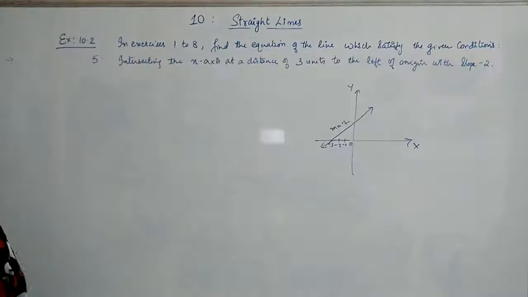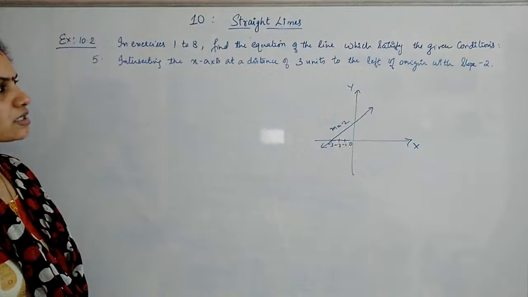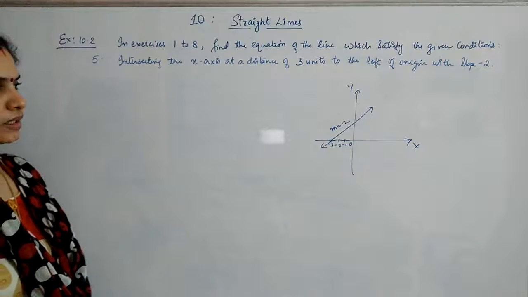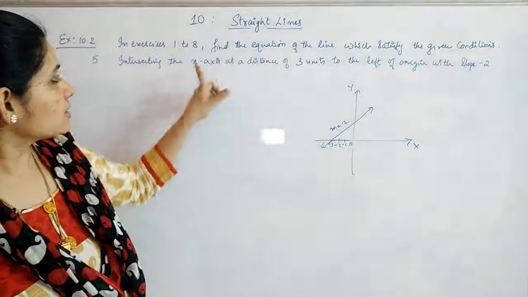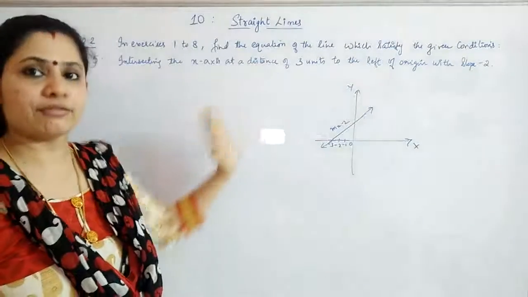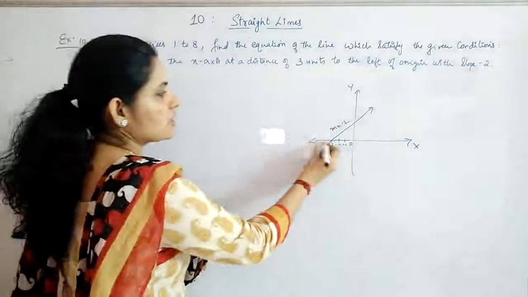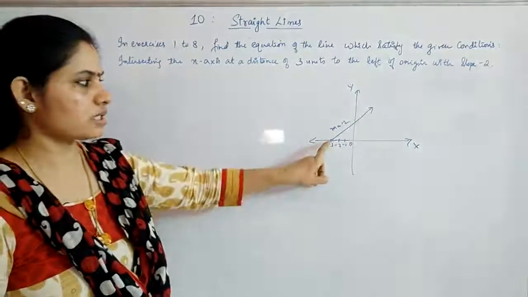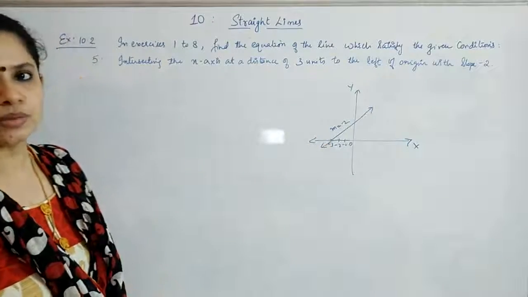Fifth question is, intersecting the x-axis at a distance of 3 units to the left of origin with slope minus 2. So you have to find the equation. They are saying that the line is intersecting on the x-axis at a distance 3 units to the left of the origin. This is the left of the origin and this is the x-axis. So it is touching this point -3. Because it is to the left of the origin, it is intersecting at (-3, 0), and the slope is given to be -2.